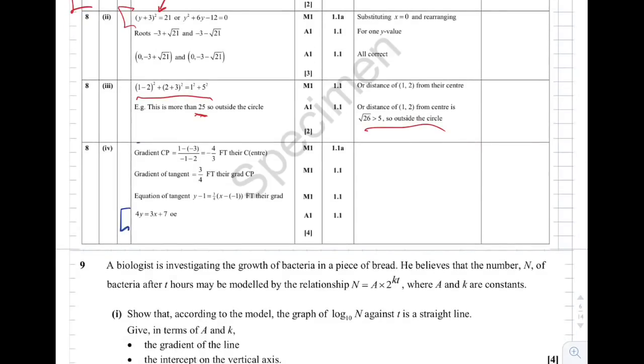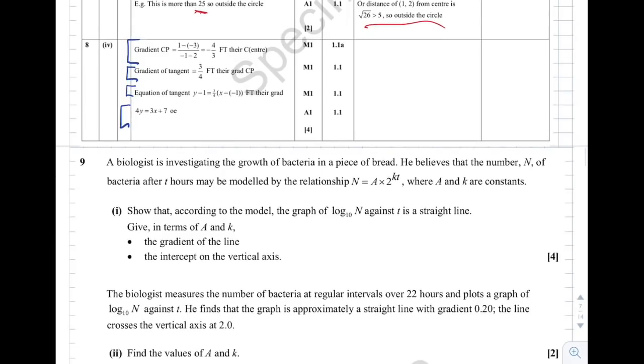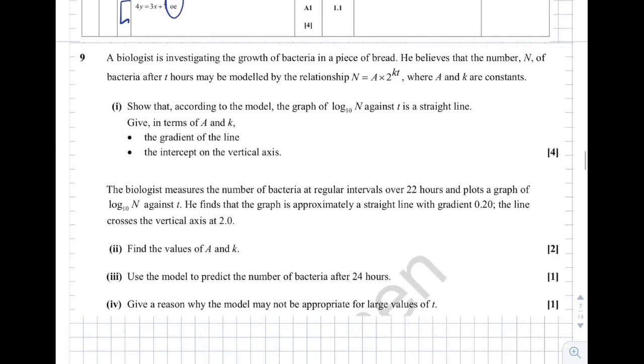So one mark for finding the gradient from the centre to the point, one for flipping it and changing the sign, one for giving the equation of the tangent, and then finally for the equation. The OE means or equivalent, so you could put whatever you like there.